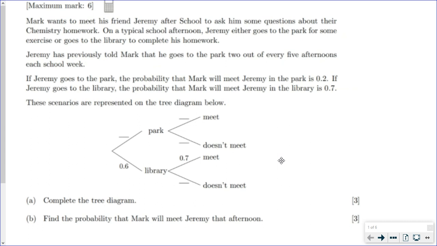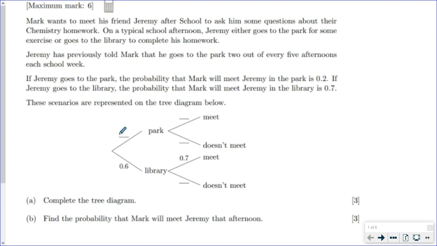If Jeremy goes to the park, the probability that Mark will meet Jeremy in the park is 0.2. If Jeremy goes to the library, the probability that Mark will meet Jeremy in the library is 0.7. These scenarios are represented on the tree diagram below. So first it wants us to complete the tree diagram.